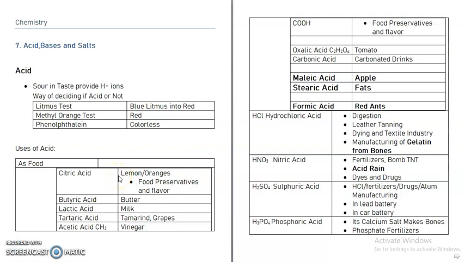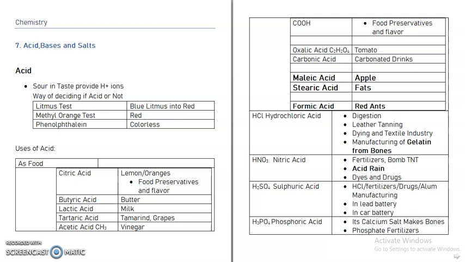Hello everyone. In this chapter, we are going to study acid, base, and salt substances. Acidic substances are sour in taste and provide H plus ions in aqueous solution. Aqueous solution means water solution. And how do we decide if a substance is acidic or not?